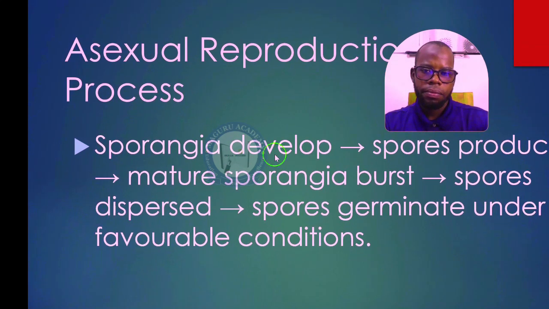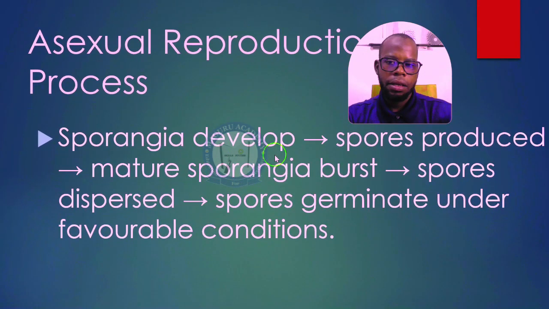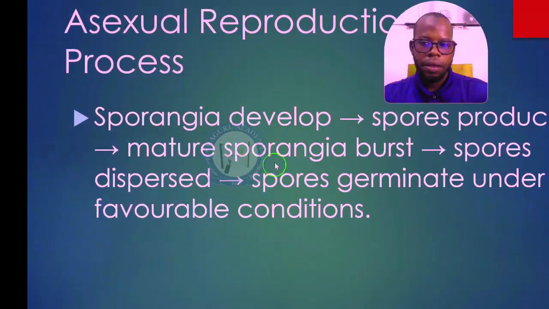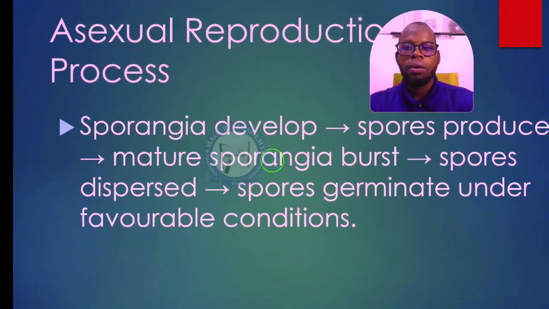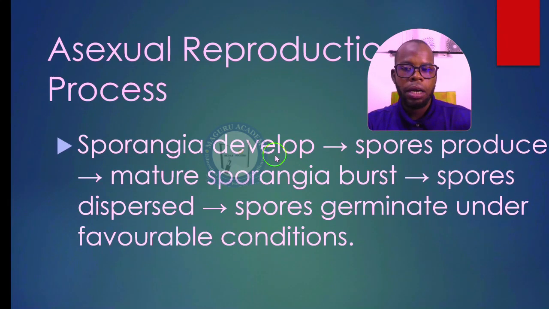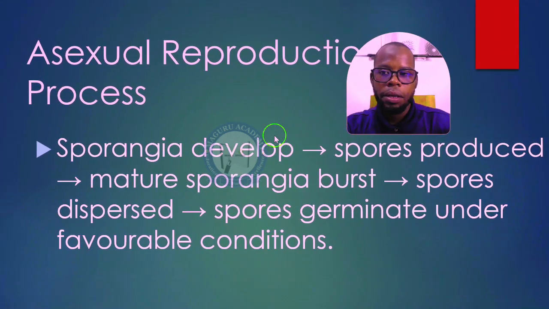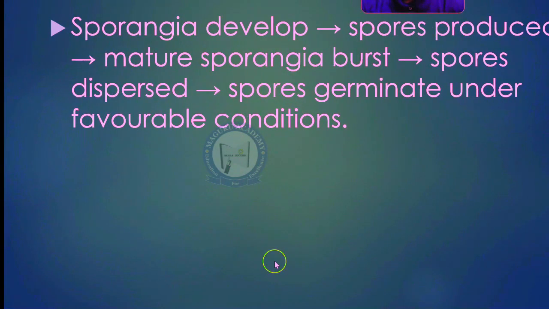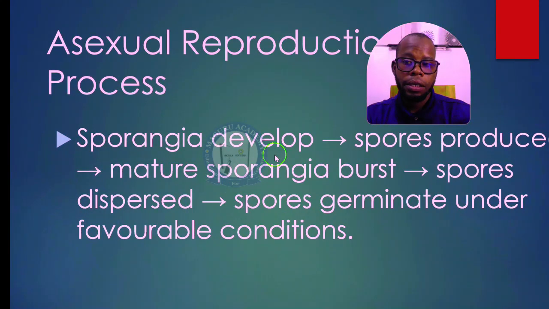Asexual reproduction is a process. Sporangiola develop, spores are produced, and the spores mature and burst. Then the spores are dispersed, and germinate under favorable conditions, and we get another bread mold. So that is how asexual reproduction takes place through this process.